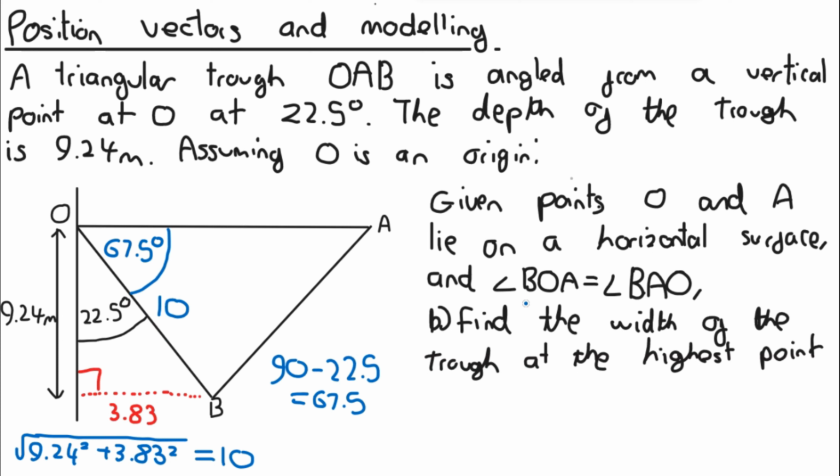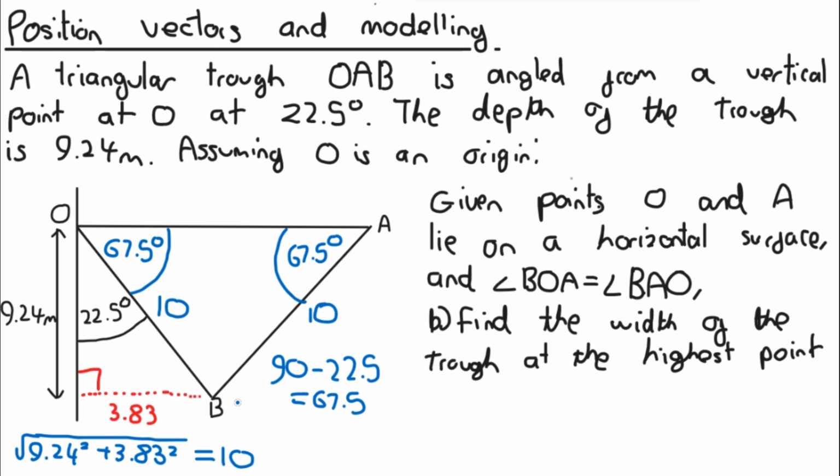It tells us that the angle BOA is equal to the angle BAO. Remember these symbols here, this indicates angle. So therefore we know that this is also going to be 67.5. And then from here, you can figure this out by using the sine rule or whatever, but you will actually also realize this is an isosceles triangle, so this is actually going to be 10 as well.